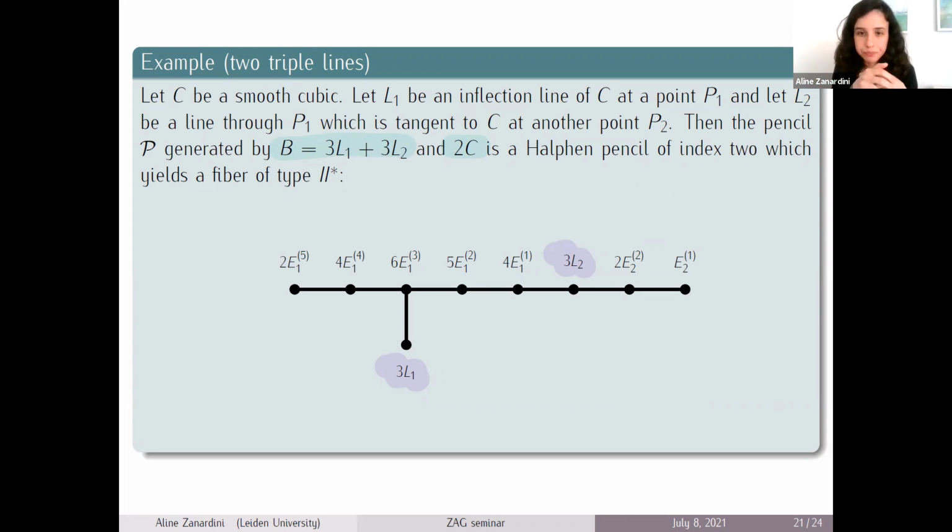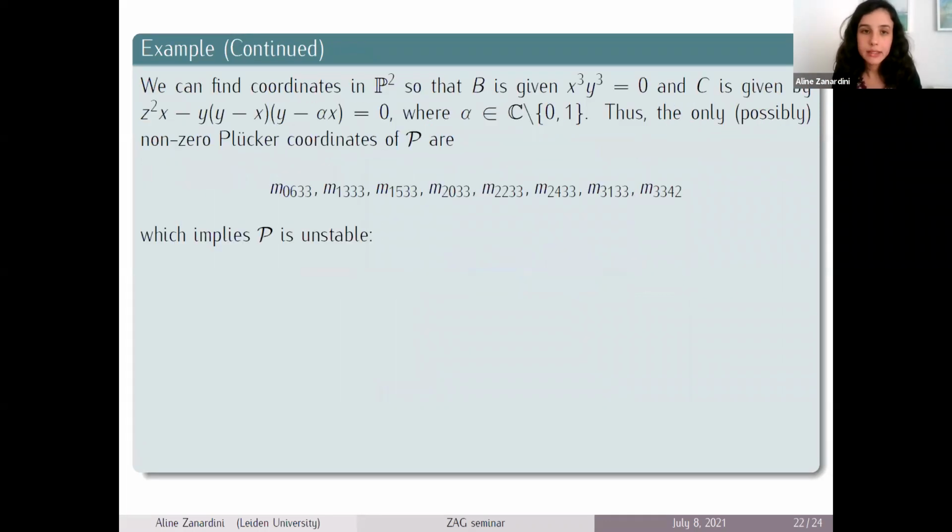So what we do is that we blow up the point P1 6 times, and we blow up the point P2 3 times. And here in the picture, I'm drawing the dual graph of the fiber, and in purple I highlighted the strict transform of the 2 lines.